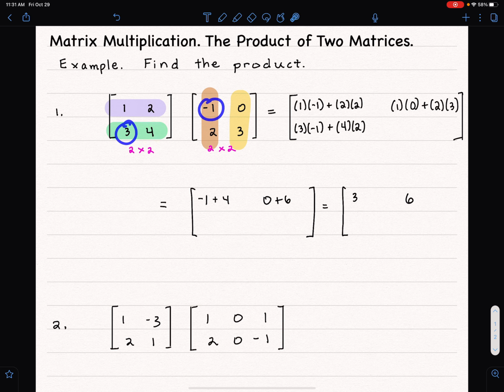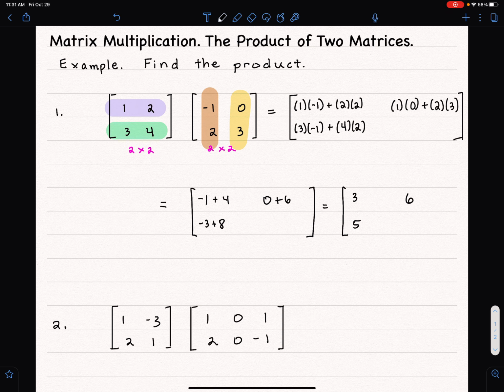So, 3 times -1 plus 4 times 2. That's the first row, second column, and that gives this entry over here. So that'll be -3 plus 8, which is 5. And then I'll do the second row, second column, and that'll give me the entry in the second row, second column.